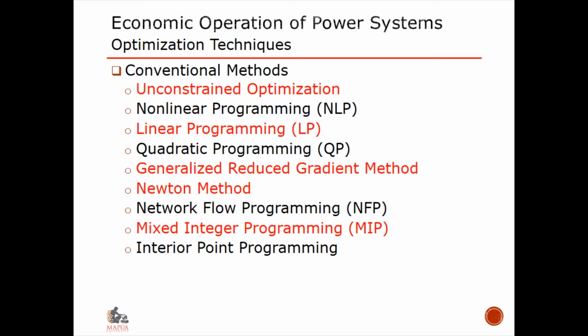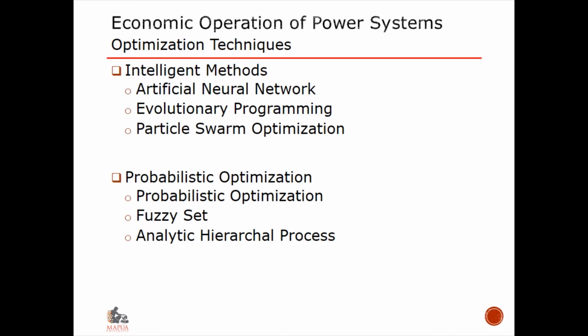We also have quadratic programming, generalized reduced gradient method, the Newton method, and the mixed integer programming method. Now, all those highlighted in red, we will be covering during the course of this term. There are other intelligent methods. Personally, I've only handled artificial neural network and evolutionary programming, but there's also particle swarm optimization.